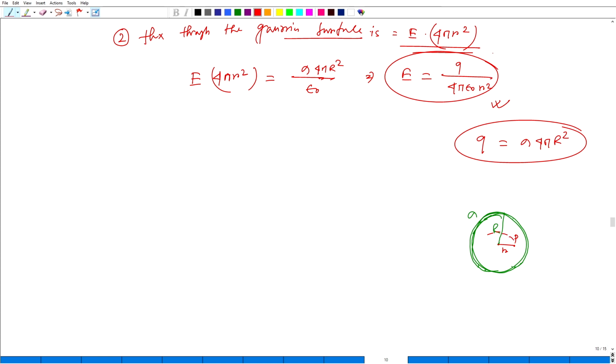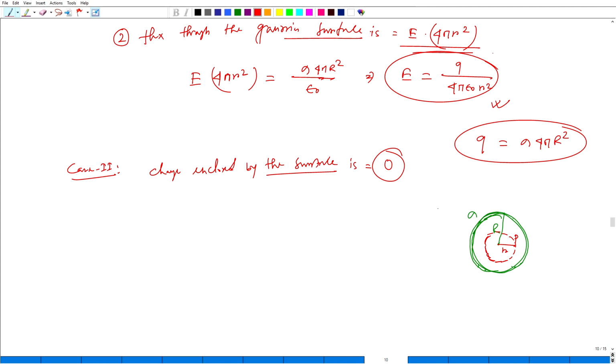So again we consider a Gaussian surface passing through this point, and in this case again the Gaussian surface is spherically symmetric, and we consider a sphere as the Gaussian surface. So case 2. Similarly, we calculate the charge enclosed by the surface. In this case it is 0, since all the charge is distributed over a surface. If we consider a surface whose radius is smaller than capital R, there is no charge within the surface. Therefore the charge enclosed by the Gaussian surface is 0 in this case.